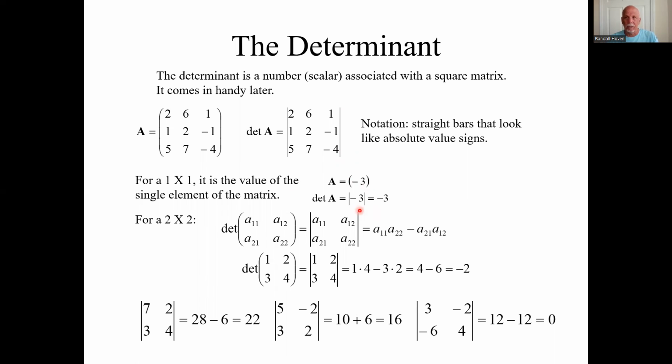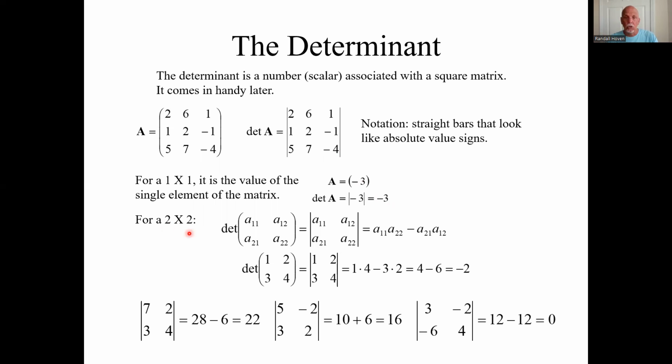So this here doesn't mean the absolute value of -3. It means the determinant of the 1 by 1 matrix whose single element is -3. Its determinant is -3. You can't really tell unless you know the context. You don't know if this means absolute value or determinant. And actually, at least in my courses, we virtually never did anything with 1 by 1 matrices, so that's almost a trivial case.